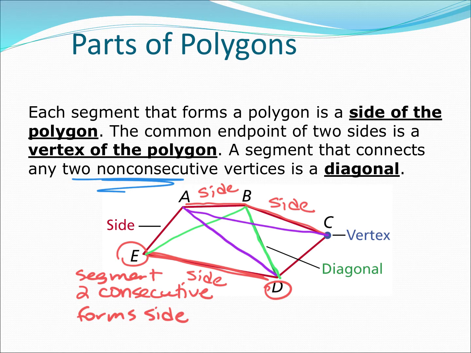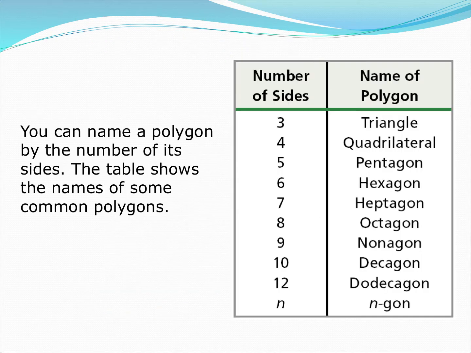Next, we're going to go over the names for the polygons. We did this in chapter 1. So you can name a polygon by the number of its sides. The table shows some common polygon names. So a three-sided polygon is called a triangle. The general name for a four-sided polygon is a quadrilateral.